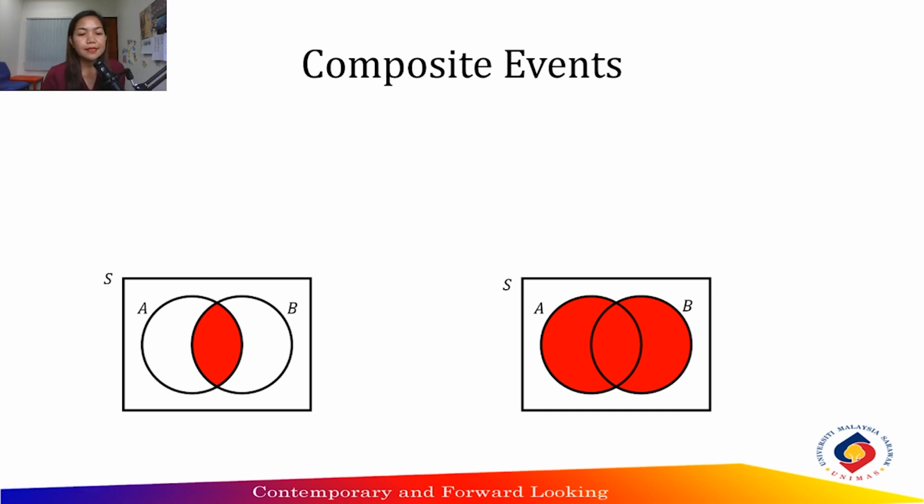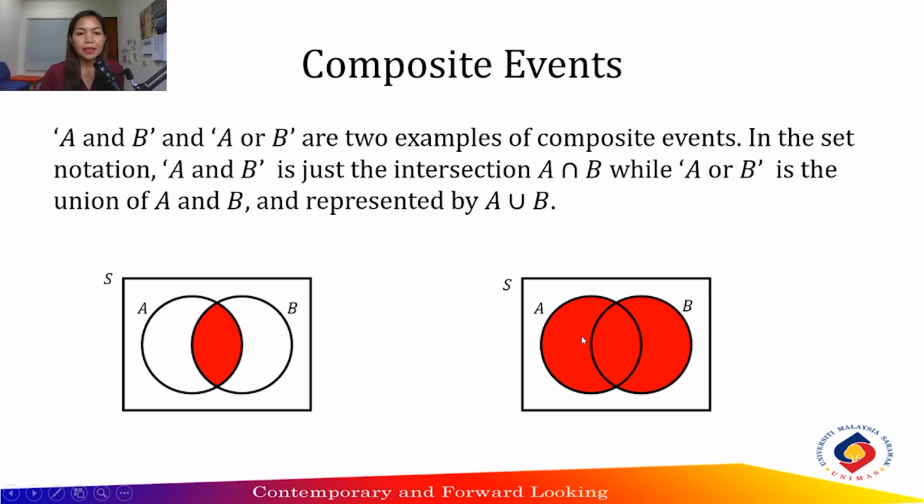Composite events. So we have two diagrams here. The first one is the intersection of A and B, and the second one is the union of event A and event B. A and B, and A or B, are two examples of composite events. In set notation, A and B is just the intersection of A and B, while A or B is the union of A and B, represented by A union B. So the second diagram is for A union B.